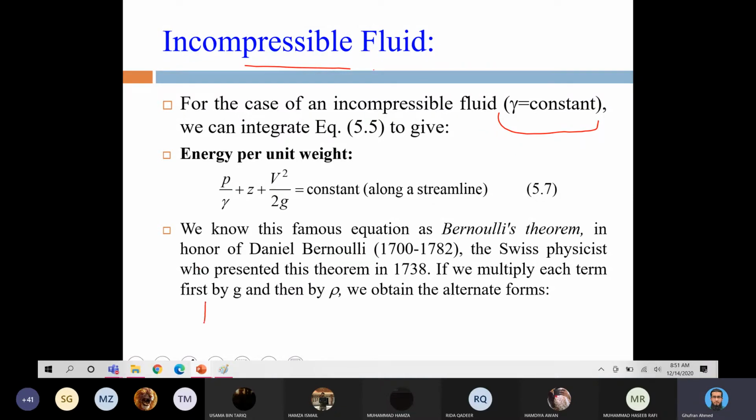Our final equation of Euler's equation was dP over gamma plus dz plus d(V squared) over 2g. If we integrate this equation, we can actually replace this g.